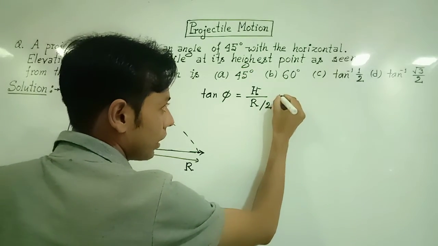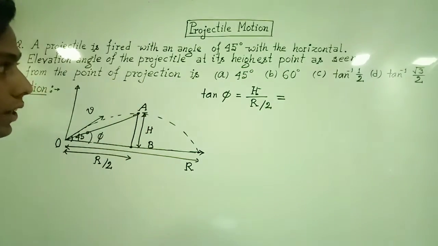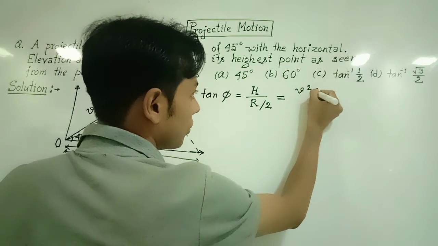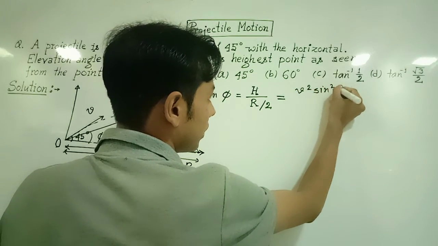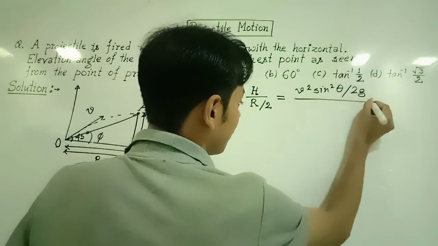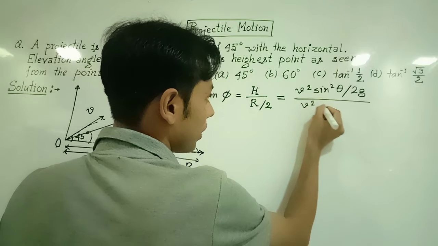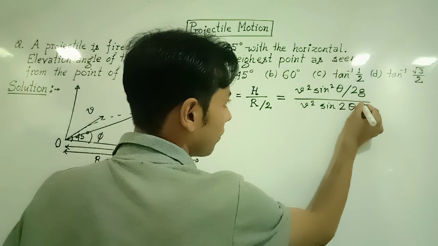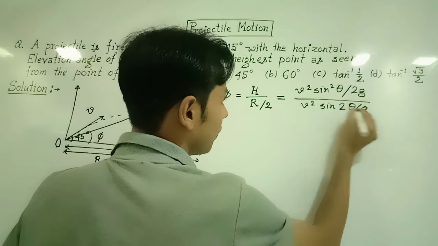Now from the projectile motion, we can write the maximum height is equal to V square sine square theta divided by 2g. And this range is equal to V square sine 2 theta divided by g, and again it is divided by 2.